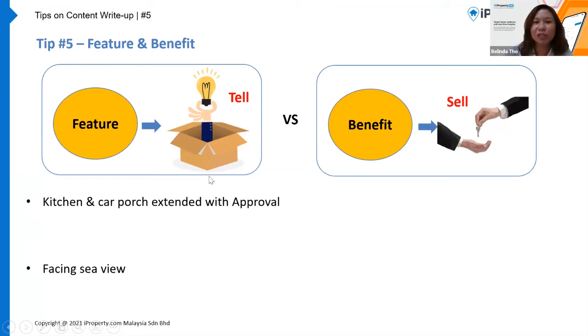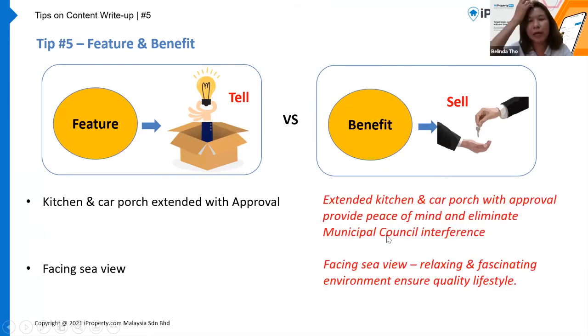So you need to tell people why this approval is so important, why facing sea view is so great. Hence, in my description, instead of just putting down kitchen and car porch extended with approval, I might want to put that a renovated property with approval provides peace of mind and eliminates your bandaran interference, your bandaran coming to tear down your property. So what are the things that come with approval? Number 1, extended kitchen. Number 2, car porch. So you can put it in this way.